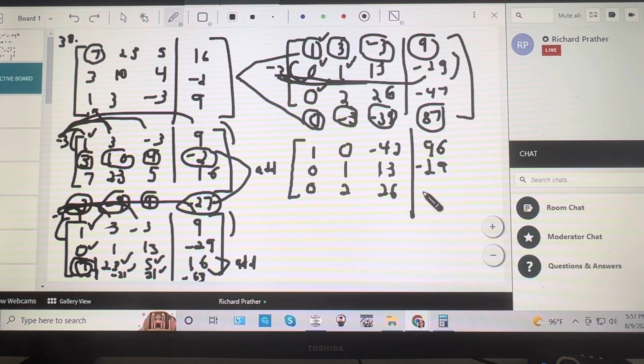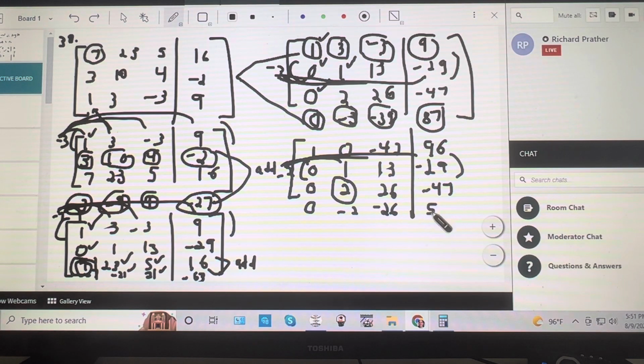And now we need a 0 where that 2 is at the bottom. This 2 right here needs to be a 0. So I'm going to multiply the row where the 1 is by the opposite of the 2. The opposite of 2 is negative 2. Negative 2 times 0 is 0. Negative 2 times 1 is negative 2. Negative 2 times 13 is negative 26. Negative 2 times negative 29 is positive 58. Add these two together. This will make a new third row.